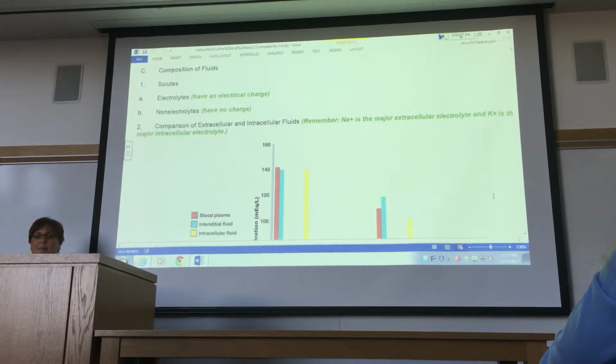All right, so what makes up our fluid? Of course, there are the solutes, things that are dissolved in it, electrolytes and non-electrolytes. We care about electrolytes a lot, especially sodium, potassium, and chloride, right? Because they affect, and calcium, because they affect excitable cells.